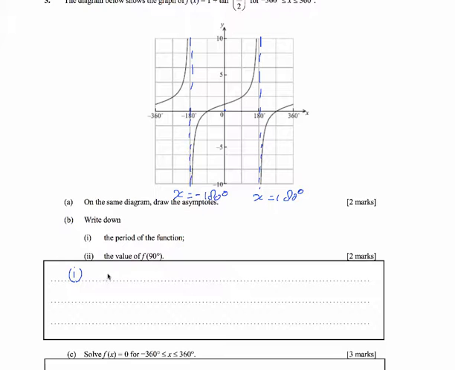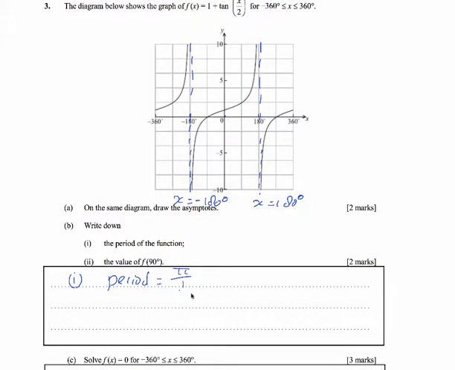So normally, the period for tan functions is pi divided by the number in front of x, which happens to be a half, so that is 2 pi. Oh shoot, I need to be careful. It's in degrees, so in degrees, I should have done that straight away. So the period is 360 degrees. Okay, good.